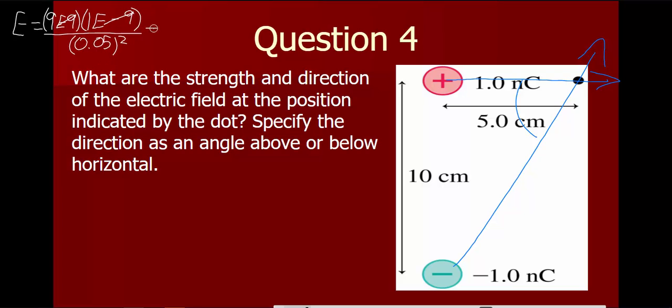So what do y'all get here for this electric field? 3,600. This would be newtons per coulomb. Right. Which you can prove if you actually cancel the units. Everybody okay with that? That's just the electric field from the first charge at that point.